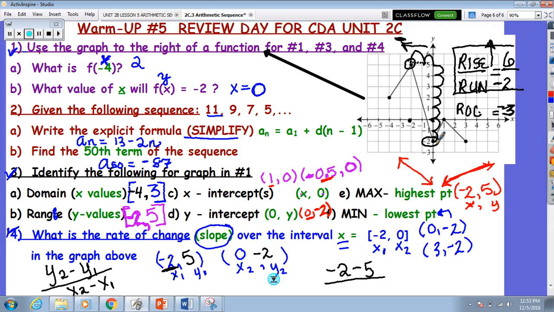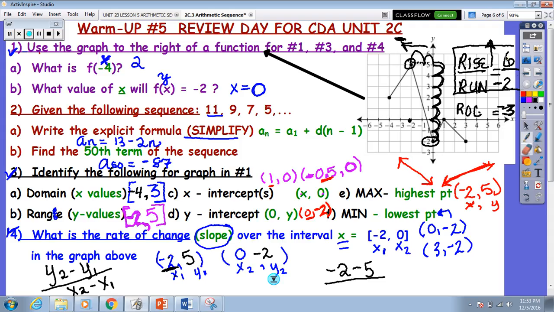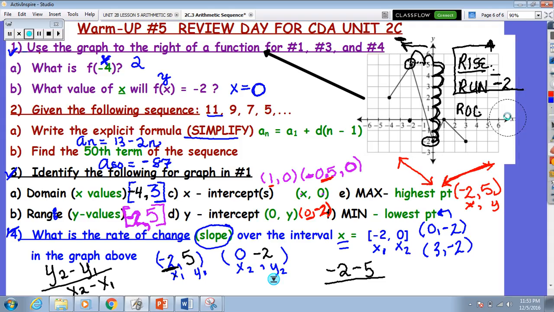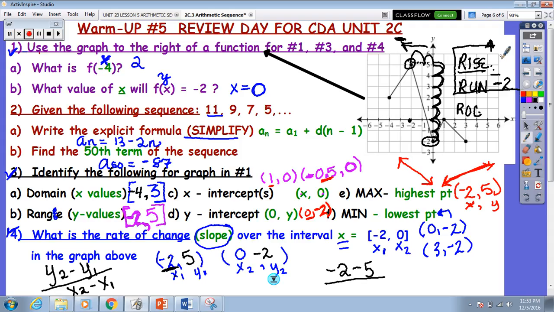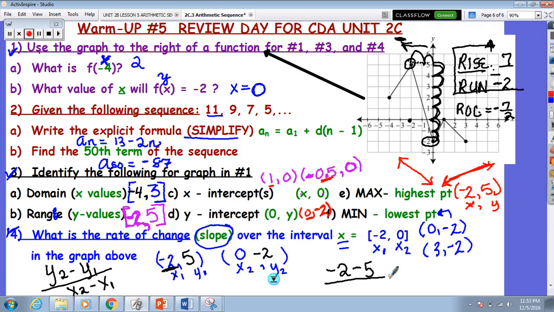Did I miscount here? 1, 2, 3, 4, 5, 6, 7. I did miscount. Okay, so that top number should have been 7, which means I would have had 7 over -2. So my rate of change is -7 over 2. Alright, and over here, when we subtract on the bottom, we have 0 minus -2. So when we do keep change, that becomes a positive, and we get -7 over 2 also.